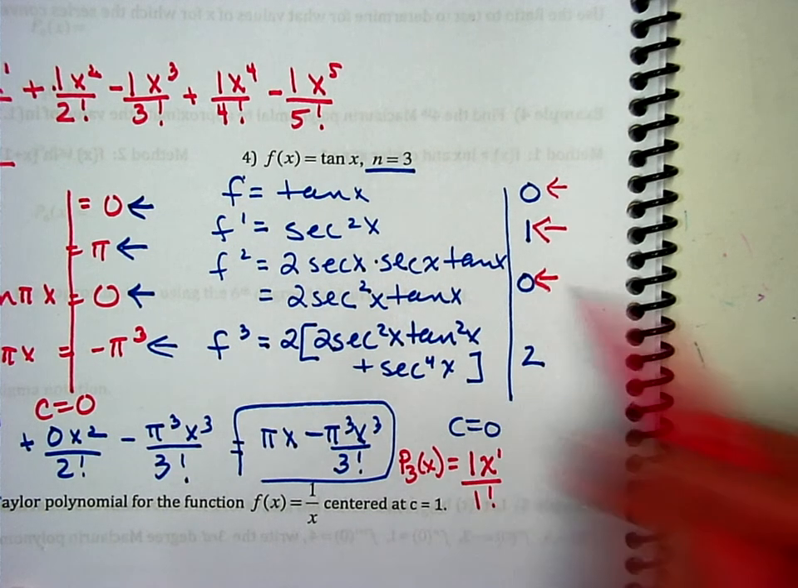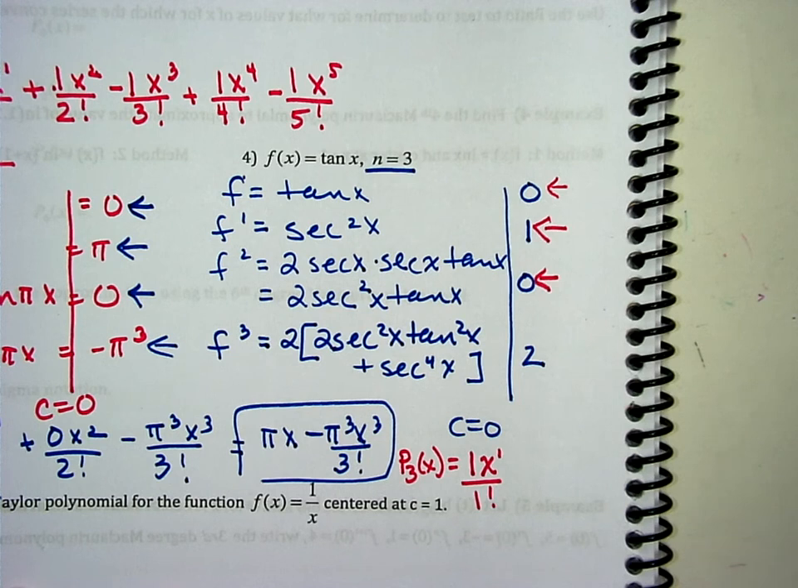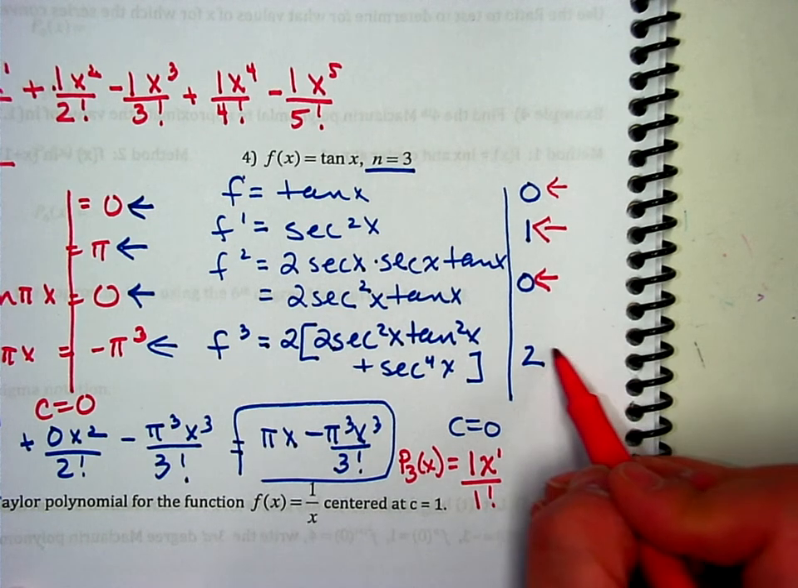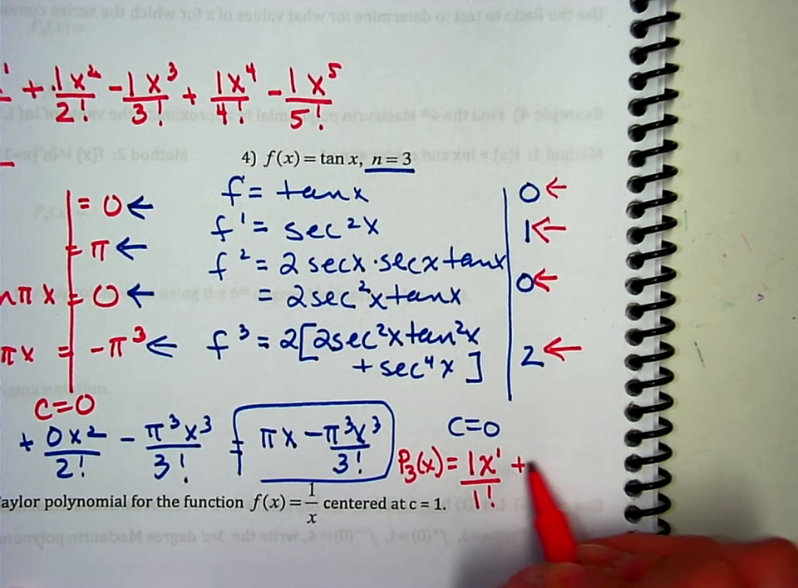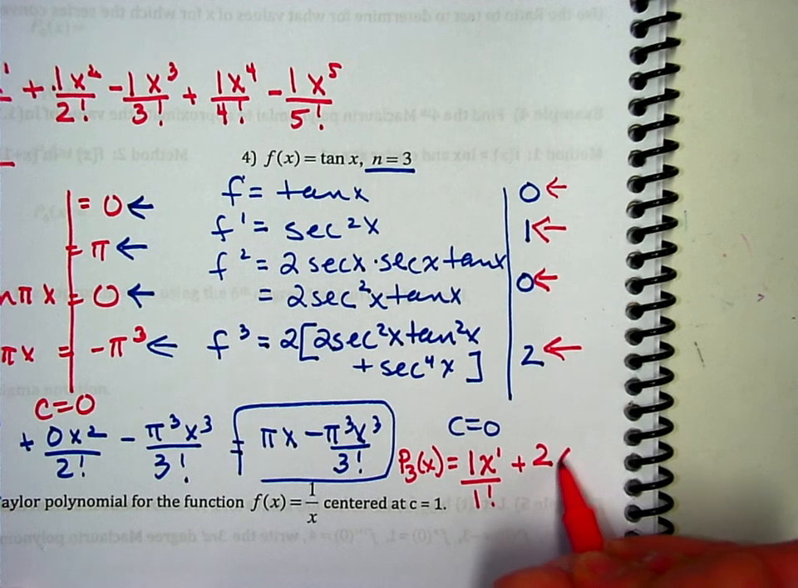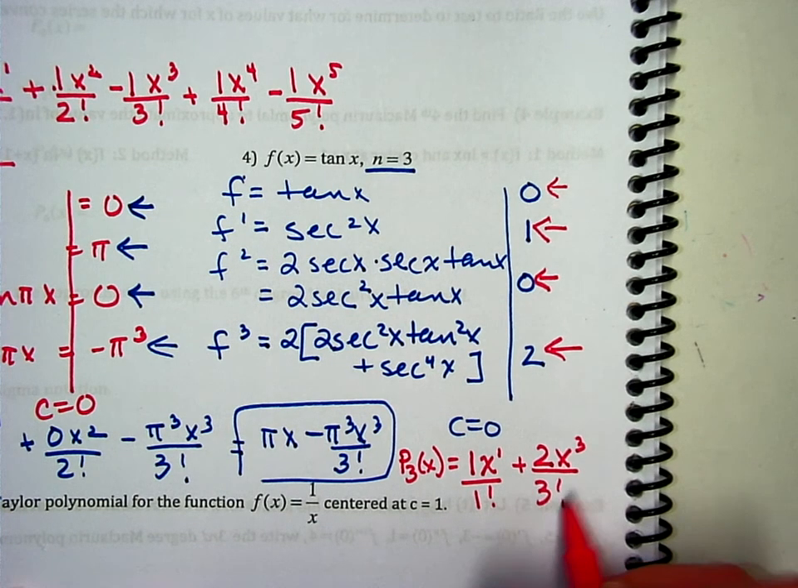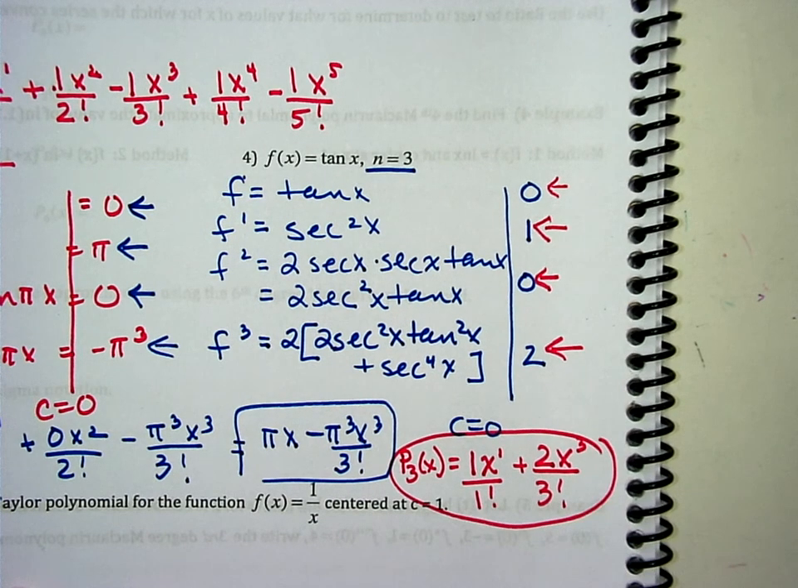My next term is 0, so 0x squared over 2 factorial. I'm not going to write that. The next term comes from the third derivative. So there's my third derivative, x to the third over 3 factorial. This is my third degree polynomial.